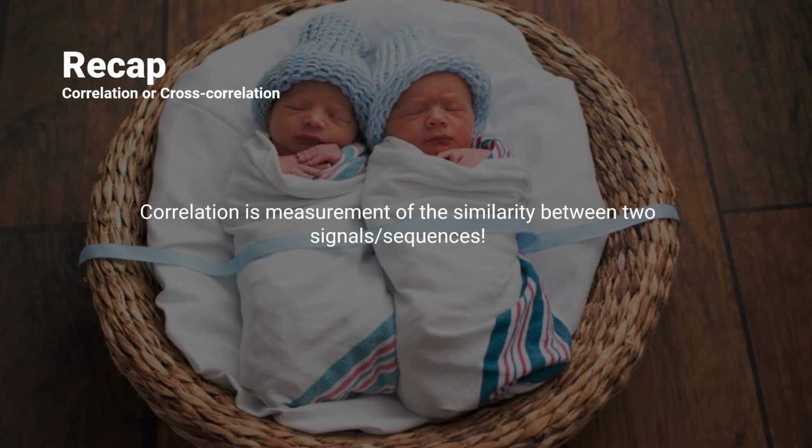Just to quickly recap, correlation or cross correlation is the measurement of similarity between two signals or sequences. In our particular case, the signal or the sequence are the template and the cropped patch of the image which is behind the template. We slide this template around like a magnifying lens going through the entire image, cropping the part and measuring the similarity through element-wise multiplication and summing them up.